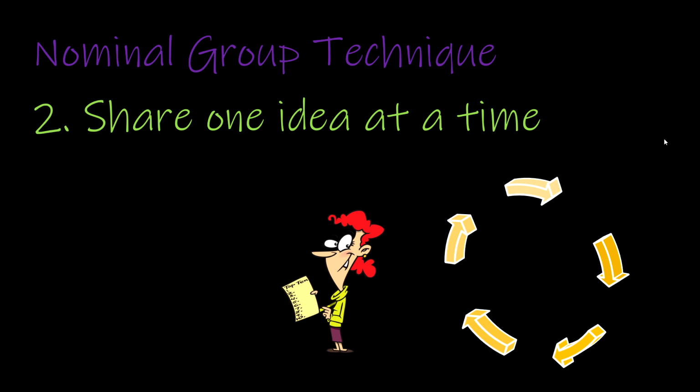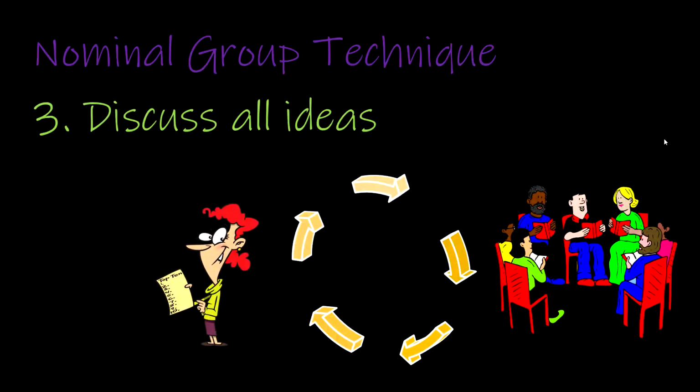Okay, once we've shared all the ideas and we have a nice big list out there, then we're going to discuss them. This is the point where people will ask for clarifications. We'll talk about benefits of ideas. We'll talk about the risks of ideas, and we'll debate their merit.